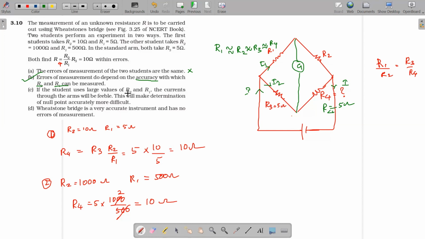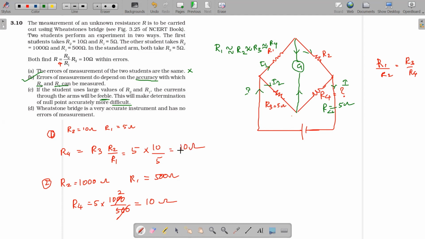If the students use large values of R2 and R1, the current through the arms will be feeble. The current going here will be less. This will make the determination of the null point accurately more difficult. In other words, this leads to less accuracy. Since the current flowing through the galvanometer automatically becomes low, only a feeble current will determine the accuracy when it reaches there. Automatically, accuracy will be less if you use larger values.